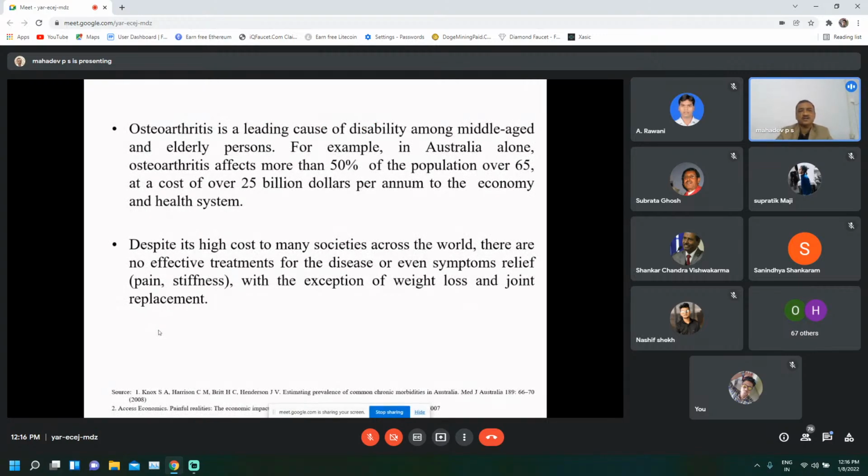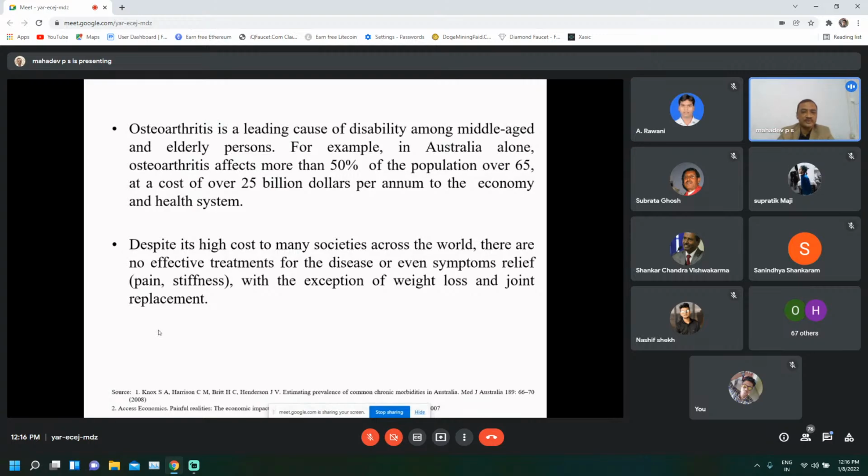So human beings, as we get old, the elder people usually suffer from a kind of orthopedic disease called arthritis, which is a leading cause of disability among the elderly. If you take the example of Australia, in Australia alone, osteoarthritis affects more than 50% of the population over the age of 65, that is senior citizens, at a cost of over $25 billion per annum to the economy and health system.